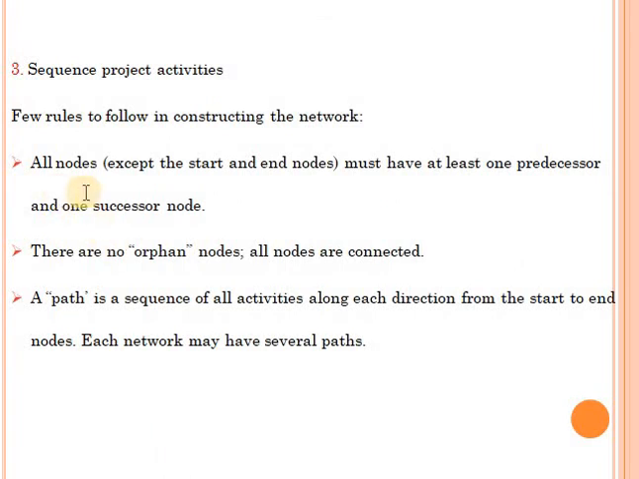Also, all nodes, except for the start and end nodes, must have at least one predecessor and one successor node, okay? All nodes have to be connected. I shouldn't see any node that's left unconnected. We do not have any orphan nodes. And we must see the path. What's the path? It is the sequence of all the activities along each direction, okay? And in our network, we might have several paths. So the path is the direction of the sequence of the activities. How do they flow in our network?